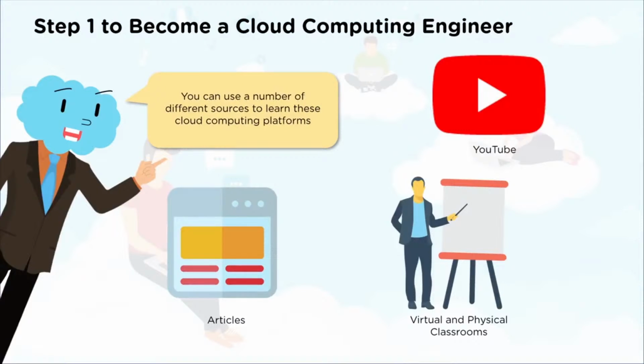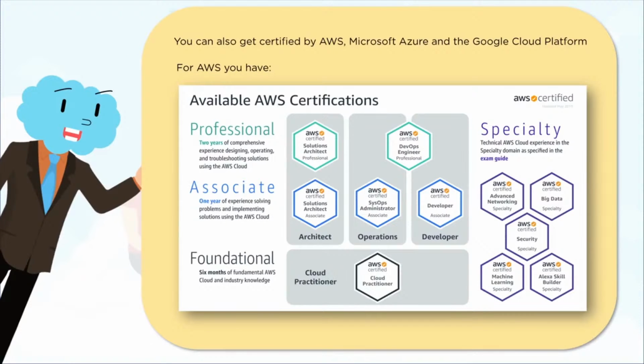Now, there are a huge number of resources that you can find on the internet. It could be YouTube videos, articles, virtual or physical classrooms, and so much more. Now, after you're done learning, you can get certified by Microsoft Azure, AWS, or the Google Cloud Platform. Now, for AWS, you have a number of different certifications, which can be divided into categories: the foundational, which is just the basics, the associate level certifications, the professional level certifications, and the specialty certifications.